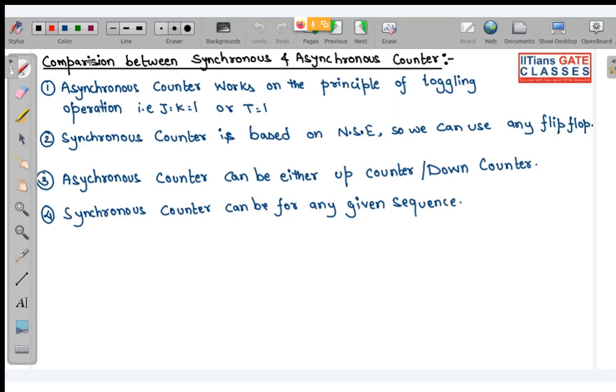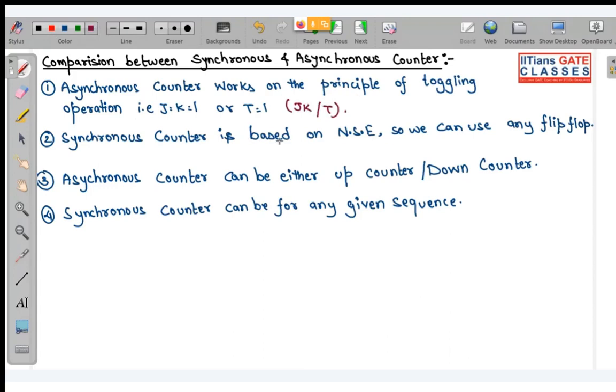So an asynchronous counter works on the principle of toggling operation. Always, it will always work on the principle of toggling operation. And toggling happens in two modes only: one in JK flip flop when the input is 1 for both J and K, and in your toggle flip flop when the T input is 1. At that time we have toggling operation. So in an asynchronous counter, you are always going to see either JK flip flop or T flip flop.